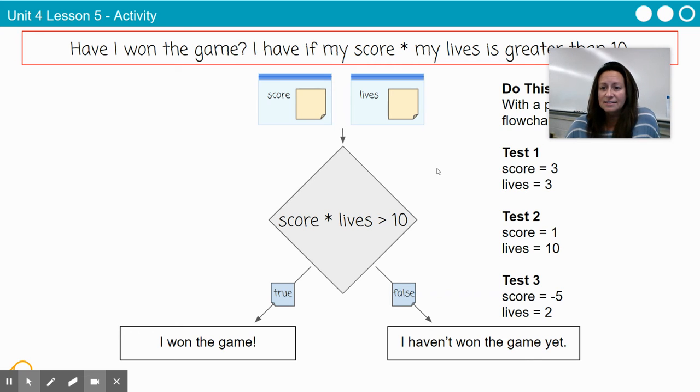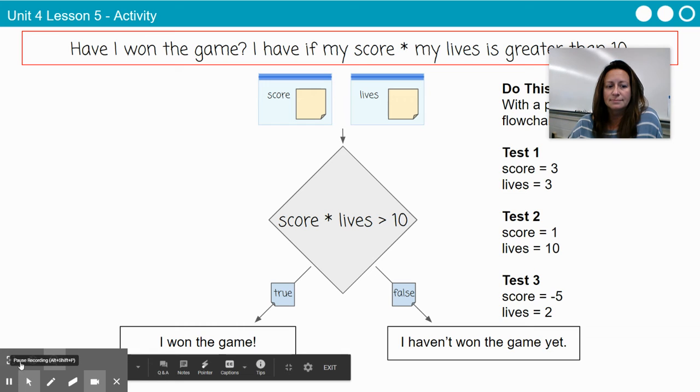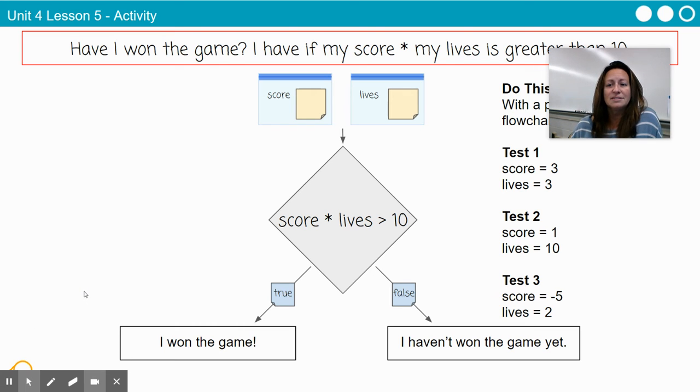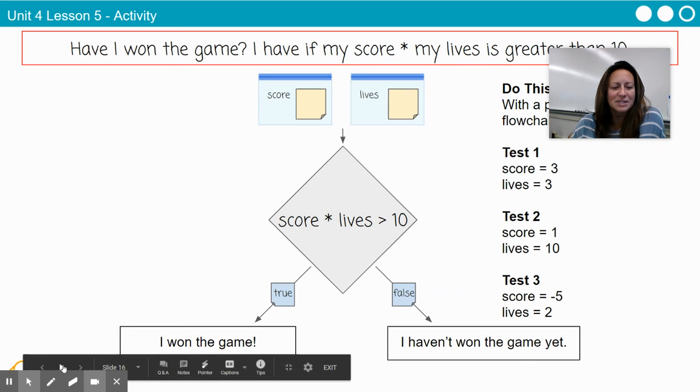The second test case, score is 1, lives is 10. We're going to stop here, and I'll let you evaluate the next two test cases. Test case 2 is also false because 1 times 10 is not greater than 10. It's only equal to 10. So still false. And test case 3, when you multiply score times lives, you get negative 10, which is also not greater than 10. So it's false. And you haven't won the game.